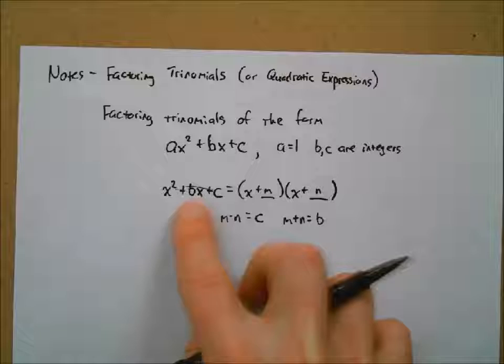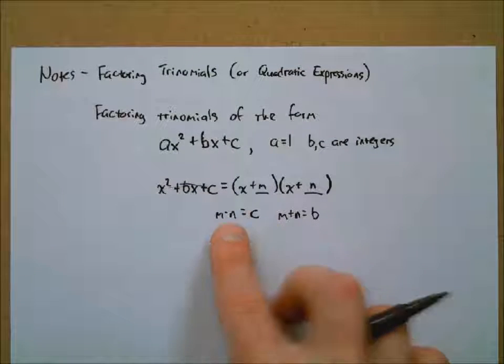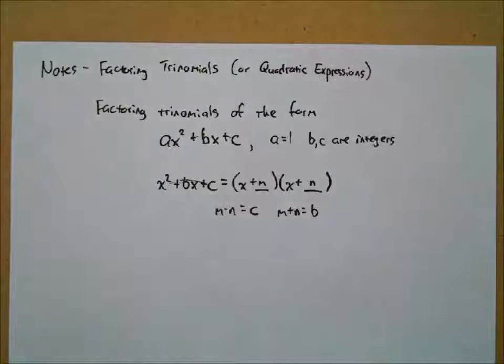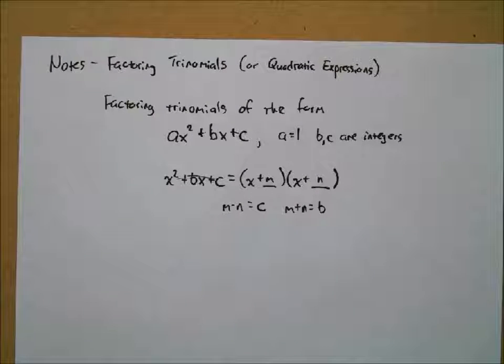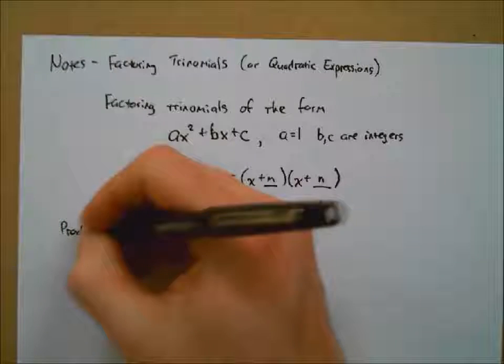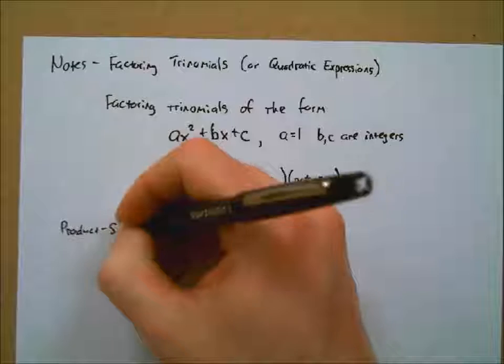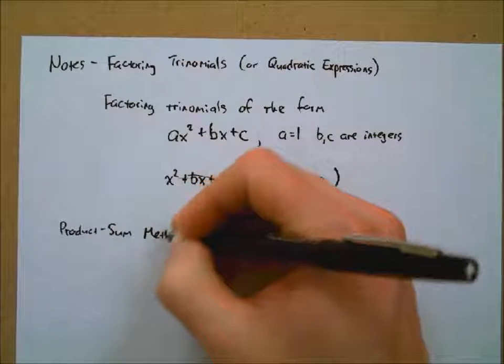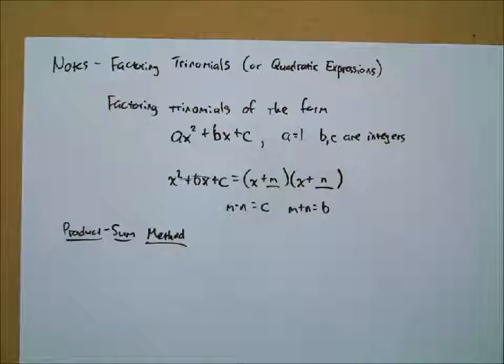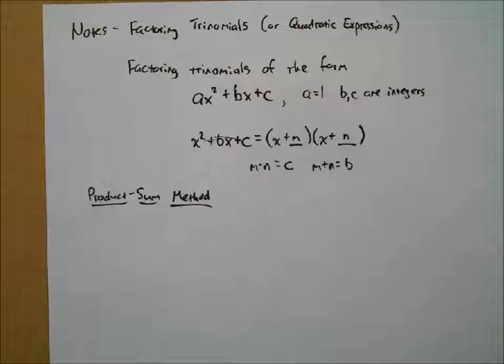You add these two numbers to get the middle term. You multiply the two numbers to get your last term there. Okay? That's exactly right. And so this method is called the product sum method that I'm going to show you here. Product sum method.